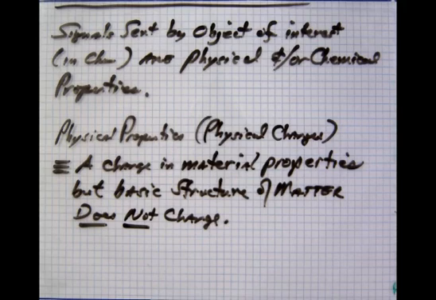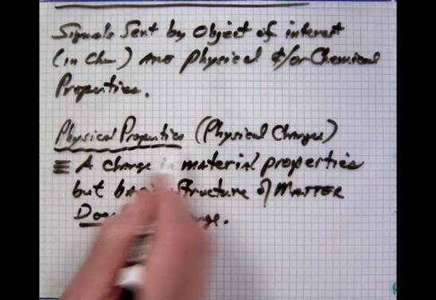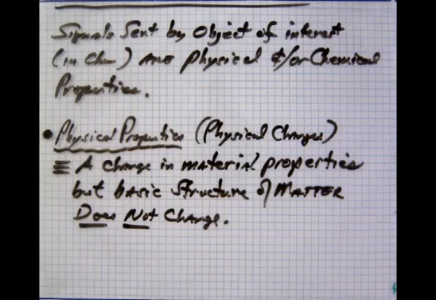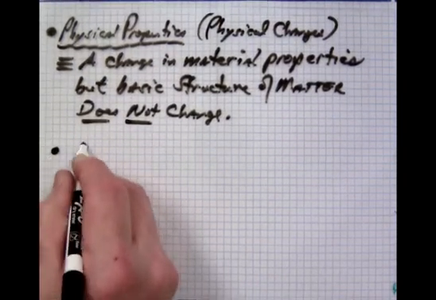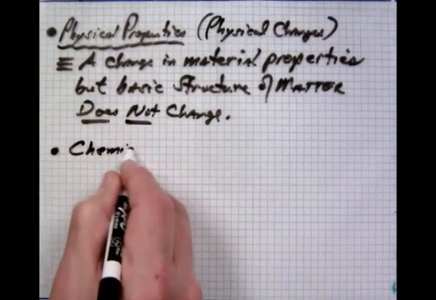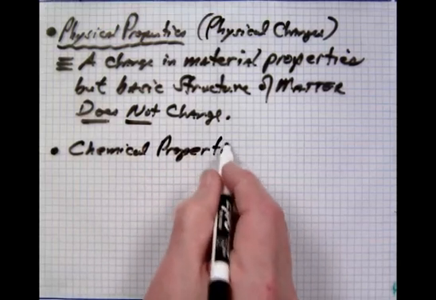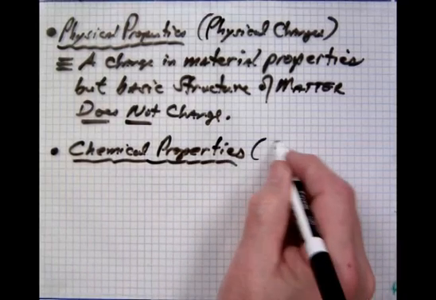You can bend metal and change its dimensions. You can melt metal and make it liquid, but it's still the same substance. So when we talk about physical properties, no new substance is generated. And so that separates that idea from the other issue, chemical properties, or chemical change.